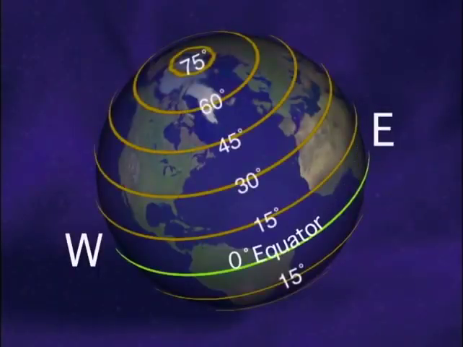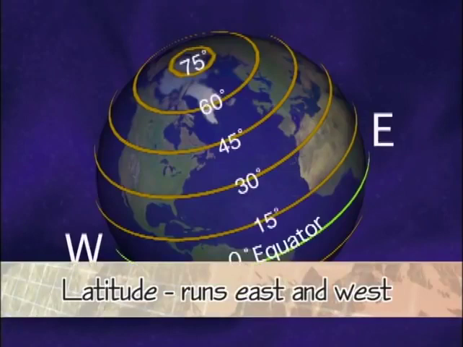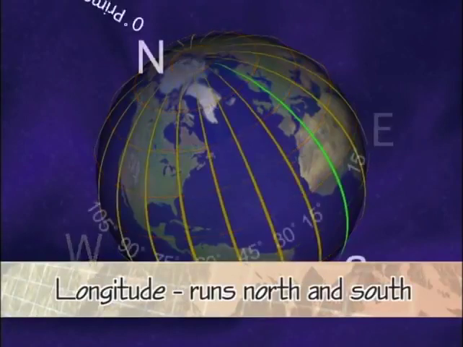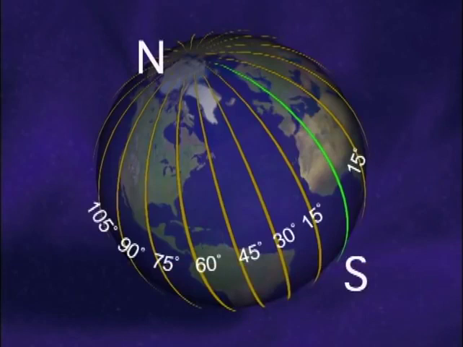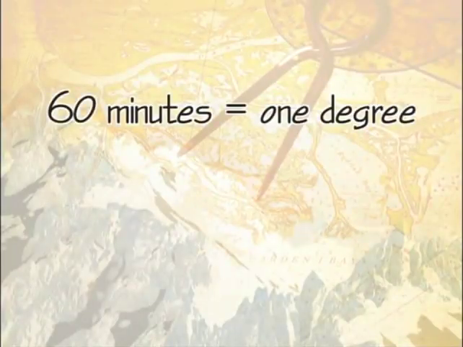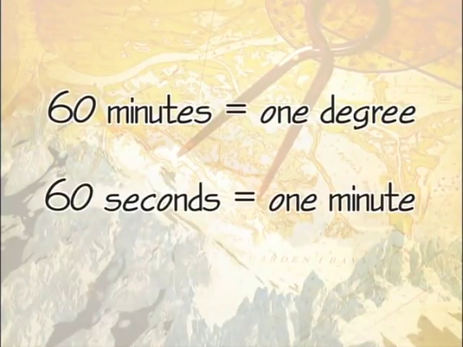The grid is made up of latitude and longitude lines. Latitude lines run east and west. Longitude lines run north and south. These imaginary lines measure degrees and can be further broken down into minutes and seconds. There are 60 minutes in a degree and 60 seconds in a minute. Any place on Earth can be identified as a point at which longitude and latitude lines cross. We call these numbers coordinates.